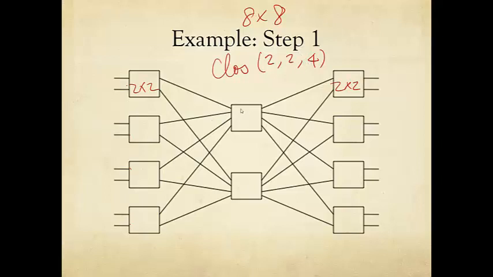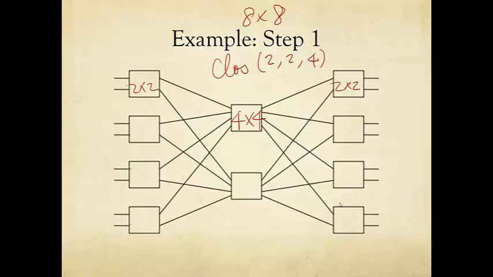And therefore, each middle switch is actually 4 by 4, and there are 2 of them. Okay, that's fine. You provide all the connectivity possible between input and middle switches, and then between middle and output switches. This is the Clos network, and you can just stop here. You can say, that's it, that's my answer.